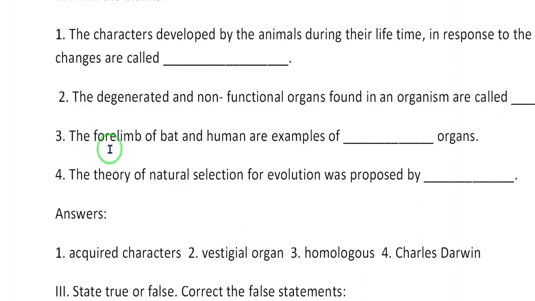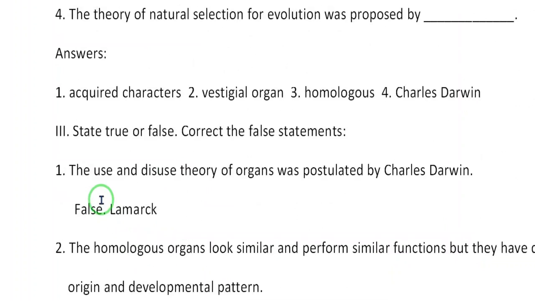Number 3. The forelimbs of a bat and a human are examples of dash organs. Homologous organs. Number 4. The theory of natural selection for evolution was proposed by dash. Charles Darwin.